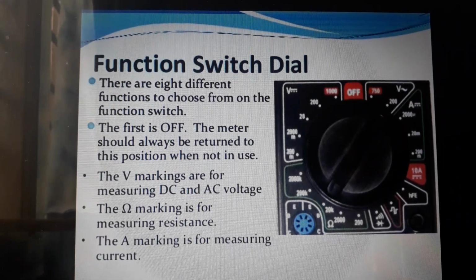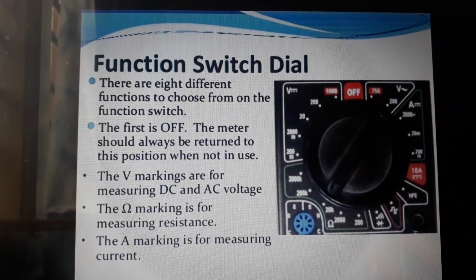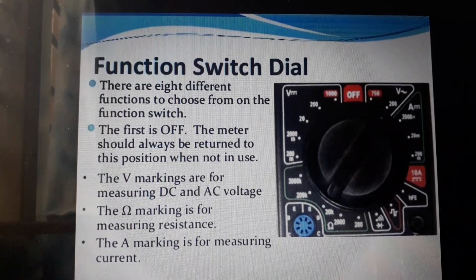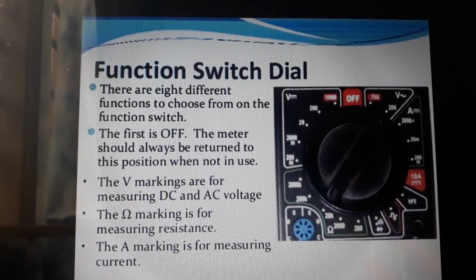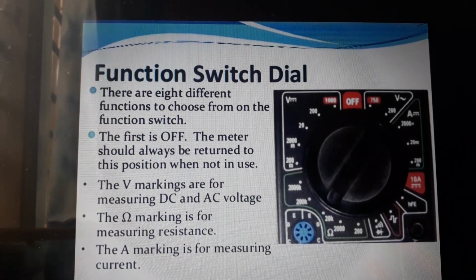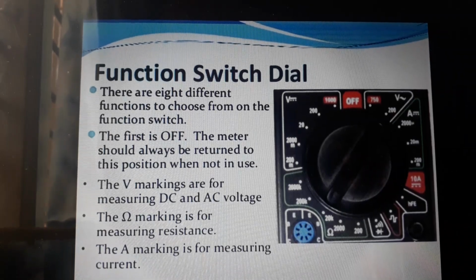Then the V marks are appearing on both sides of the off. There will be a V mark. That V mark measures the AC and DC voltages, which we will clearly learn in the next slides. That V mark indicates the voltages.